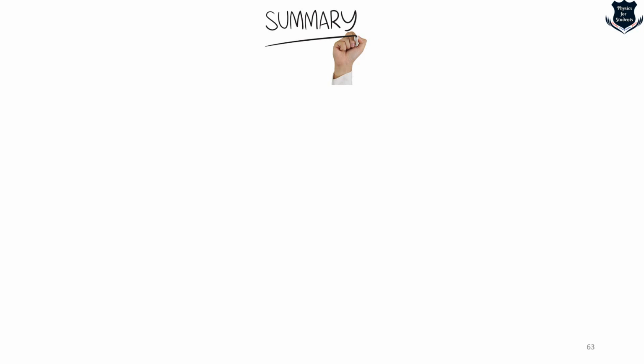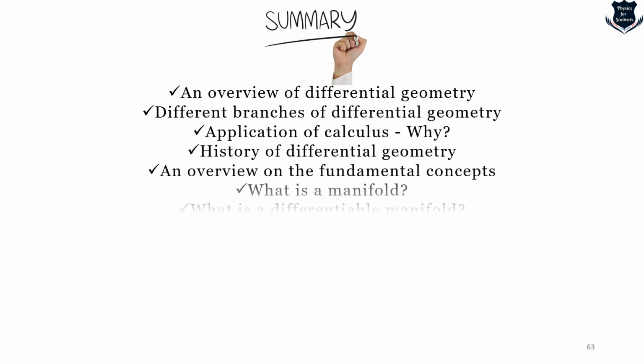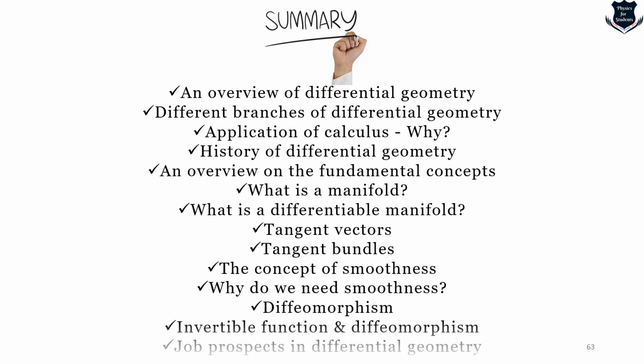So it's summary time. Let us find out what we learned. We learned the overview, the different branches of differential geometry, and the applications. We also learned a fascinating history of modern and ancient differential geometry, the fundamental concepts of manifolds, differentiable manifolds, tangent vectors, bundles, the concept of smoothness, why we need smoothness, diffeomorphism, and how invertible functions result in diffeomorphism, and the job prospects in differential geometry. So this completes today's video on learning differential geometry.